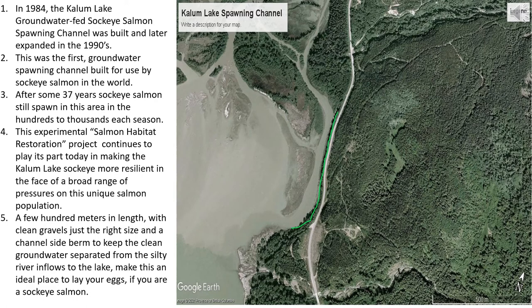So what happened? Interestingly enough, from the handfuls of sockeye first observed over the next decade, those numbers slowly increased to the point that now, 37 years since this experimental channel was placed, it still produces sockeye. It can be hundreds of fish in some years. It can be thousands of fish in some years. So again, an experimental project continues to play a part in making Calum Lake sockeye more resilient in the face of a broad range of pressures on this unique salmon run.